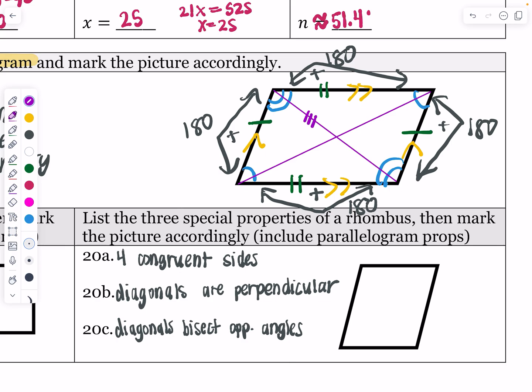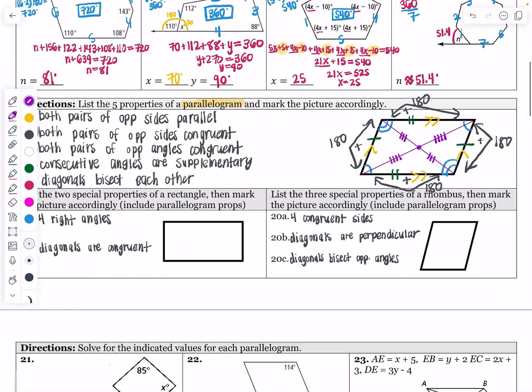So I'm going to show this part is congruent to this part. There's the midpoint. And then 1, 2, 3, 4, that part of the diagonal is going to be congruent to this part of the diagonal. Okay, so those diagonals bisect each other. And that is every single property of a parallelogram in that picture.